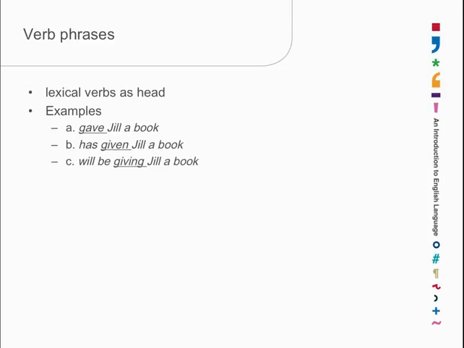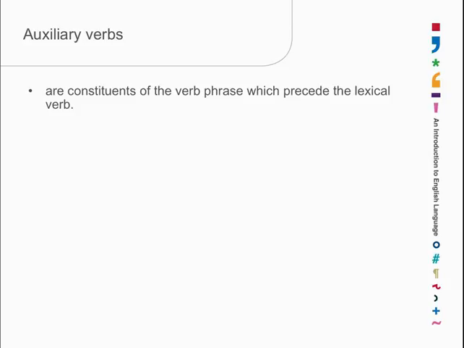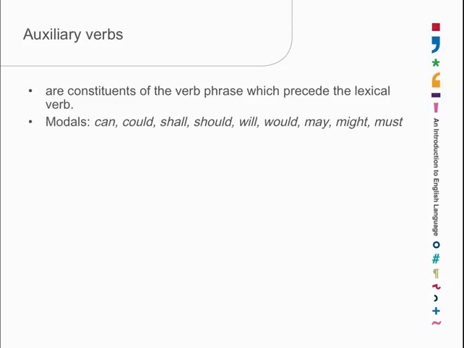Well, let's start by looking at the left. Optionally, on the extreme left periphery of the verb phrase, we can get constituents which are called modal auxiliary verbs. Modal auxiliary verbs, and you can learn these off. It's very easy to chant them to yourself. It helps you to get to bed tonight. It's better than counting sheep. Can, could, shall, should, will, would, may, might, and must.